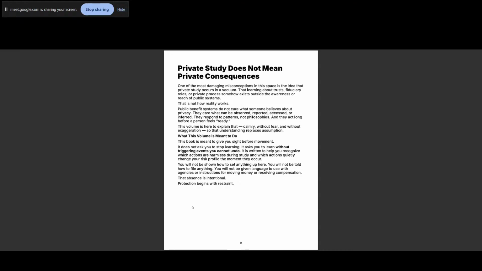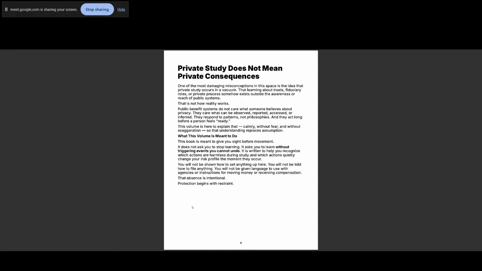What this volume is meant to do. This book is meant to give you sight before movement. It does not ask you to stop learning. It asks you to learn without triggering events that you cannot undo. It is written to help you recognize which actions are harmless during study and which actions quietly change your risk profile the moment they occur.